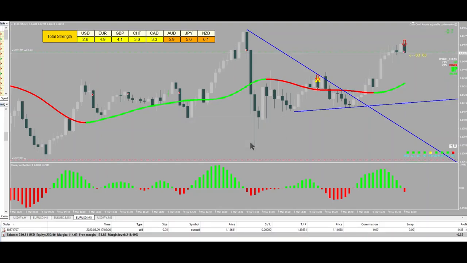Right now we just hit a trade. It was indicated by the robot. It was a fast moving one. That's why I jumped right on it.